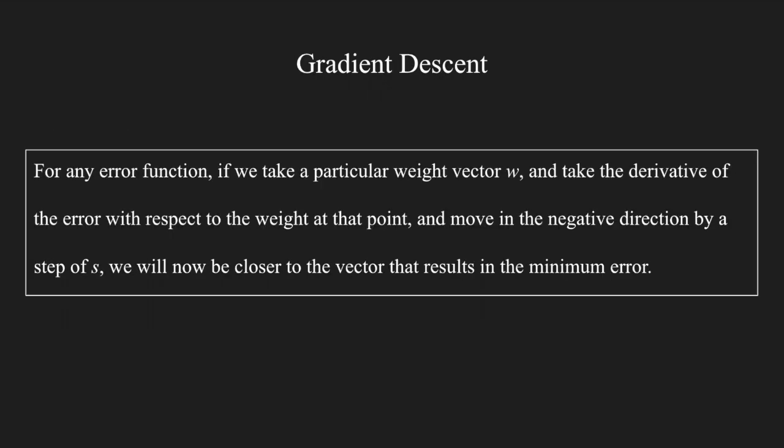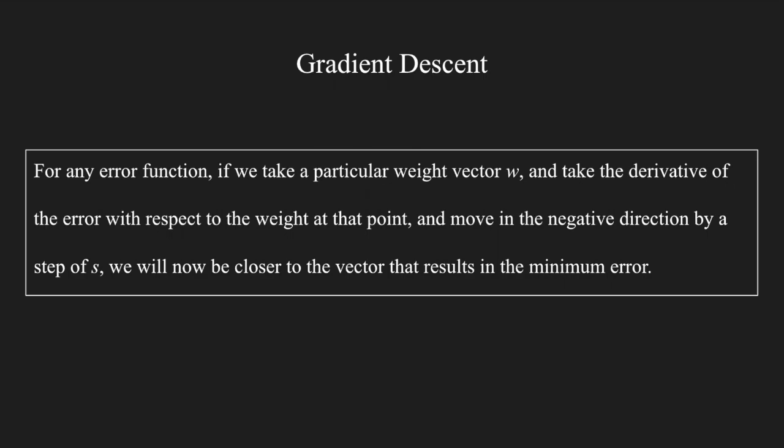The basic theory behind gradient descent is that if we take a particular weight vector w and take the derivative of the error with respect to the weight at that point and move in the negative direction by a step of s, we will now be closer to the vector that results in the minimum error.